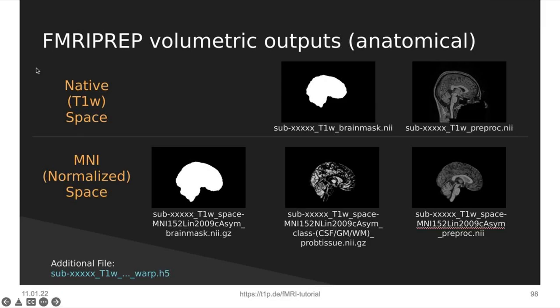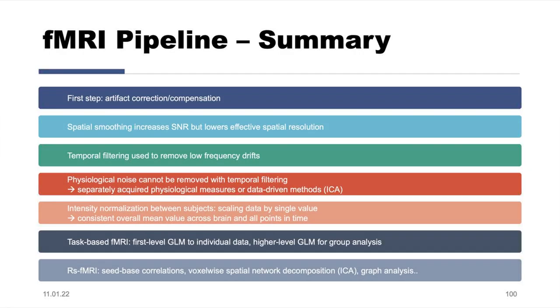Okay, then this is a software called fMRIPrep, which is a quite nice processing tool for functional MRI. But I think I'll skip this because this is basically the same thing in another slide again.